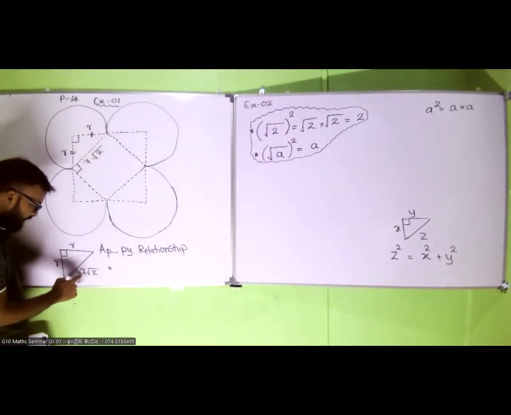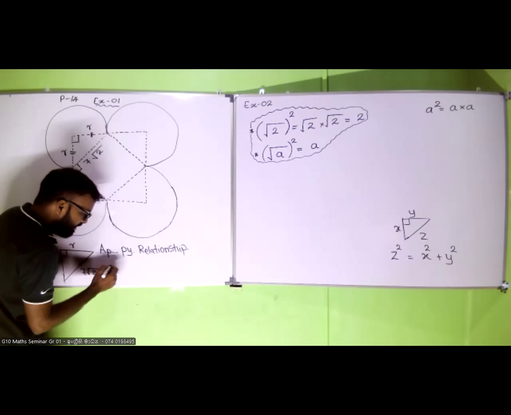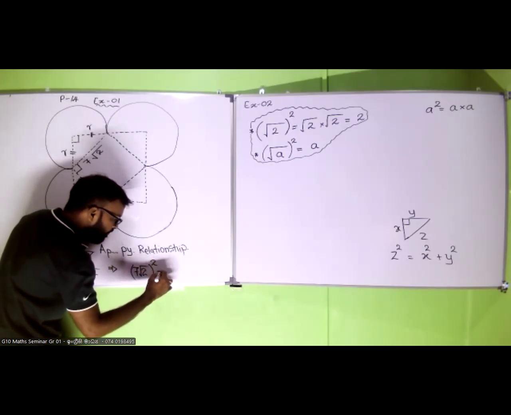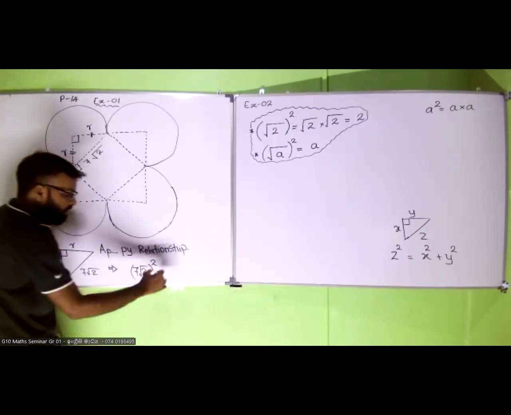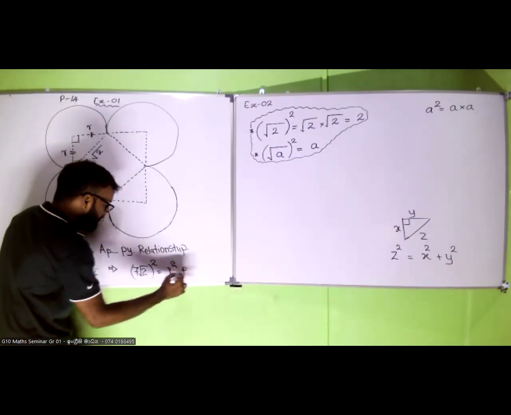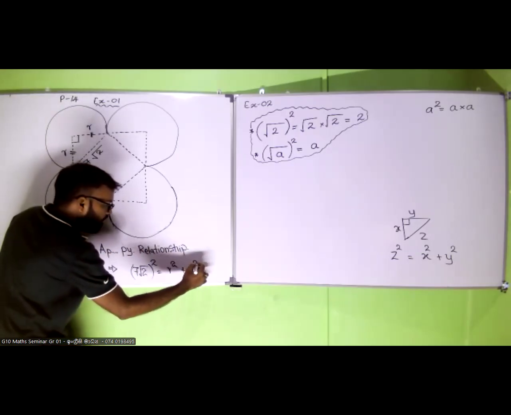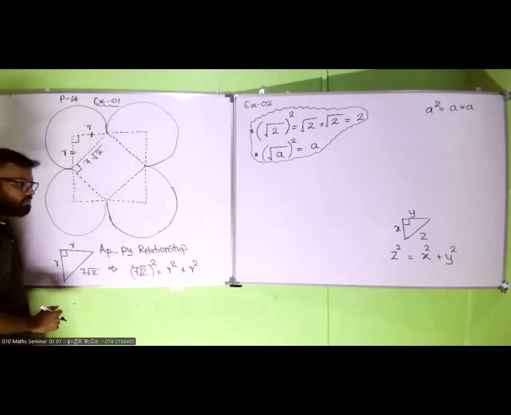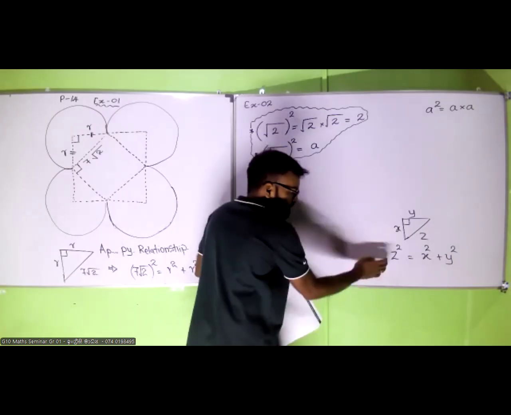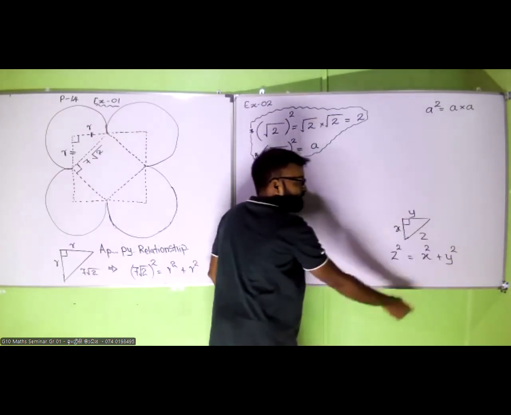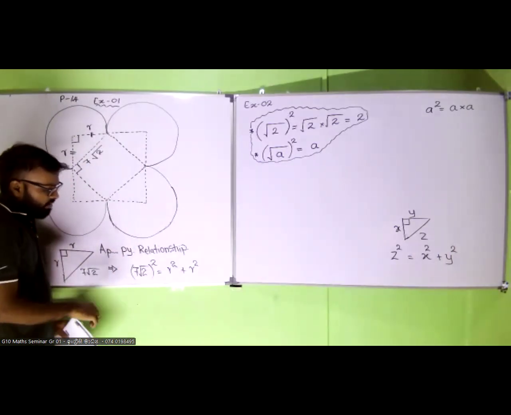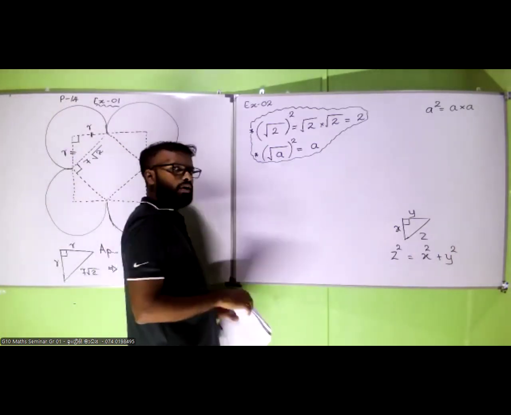This whole number, 7 square root 2, I will take as (7 square root 2) to the power 2 equals r squared plus r squared. Square of the other two sides, square of the hypotenuse. Same thing. Square of the hypotenuse equals the summation of the squares of the other two sides. So same thing I have done here. Now what do I have to do?